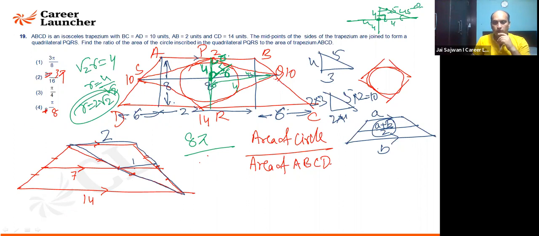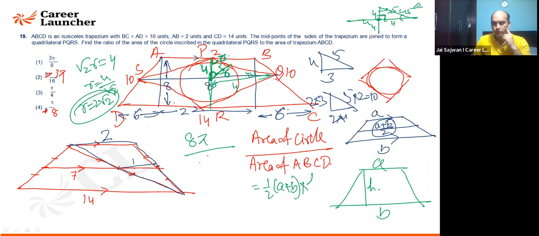Let's talk about the trapezium, ABCD. The area of a trapezium we already discussed in an earlier class: when the lengths are A and B and I know the perpendicular distance between them, it is half of (A plus B) into H. I believe you agree to this. So it is half of 2 plus 14 into 8, which is 64 is the area of it. 8 eights are 64. So I'll say the answer is pi by 8.